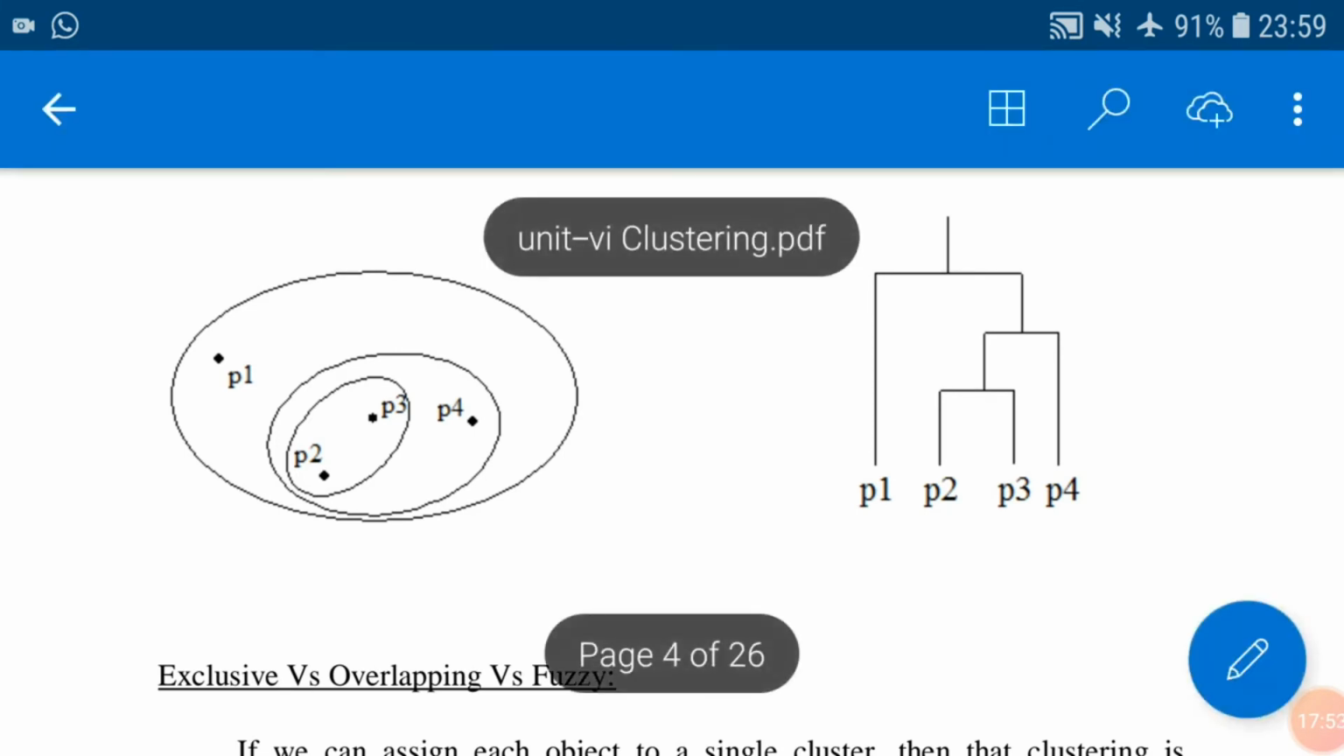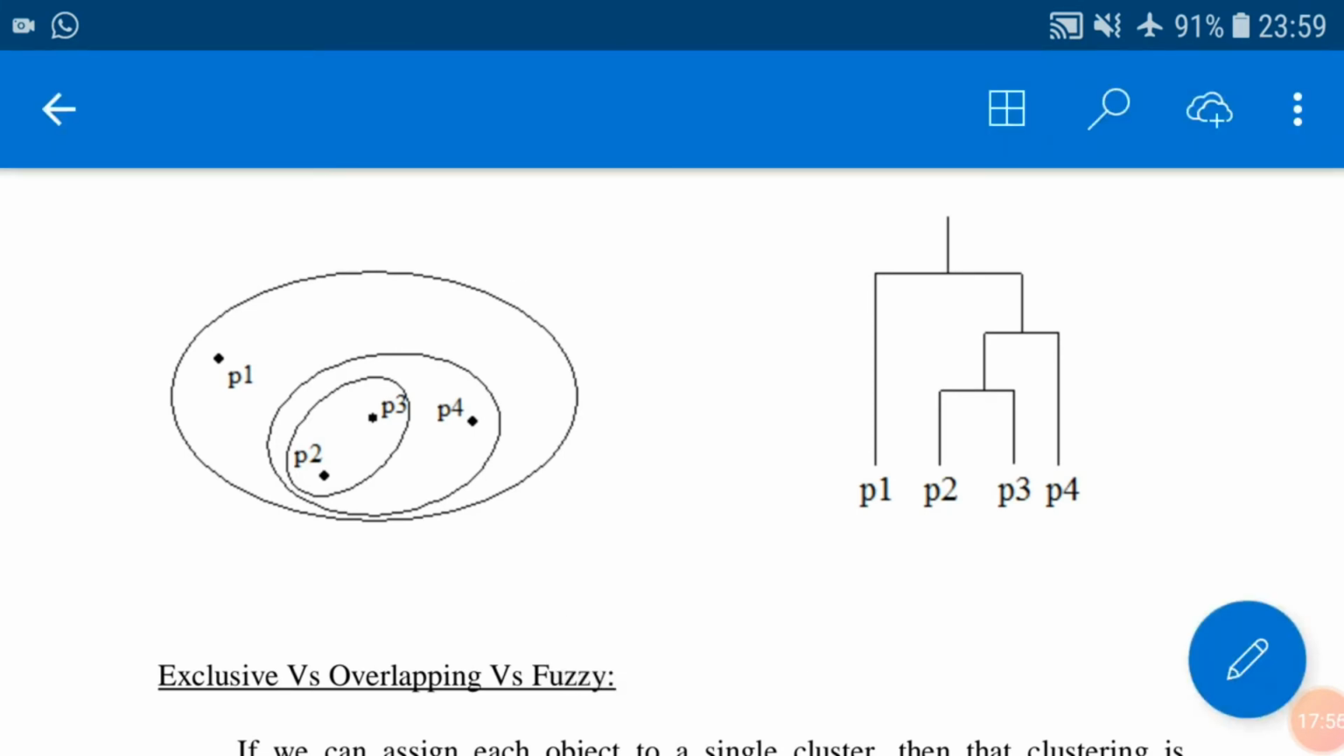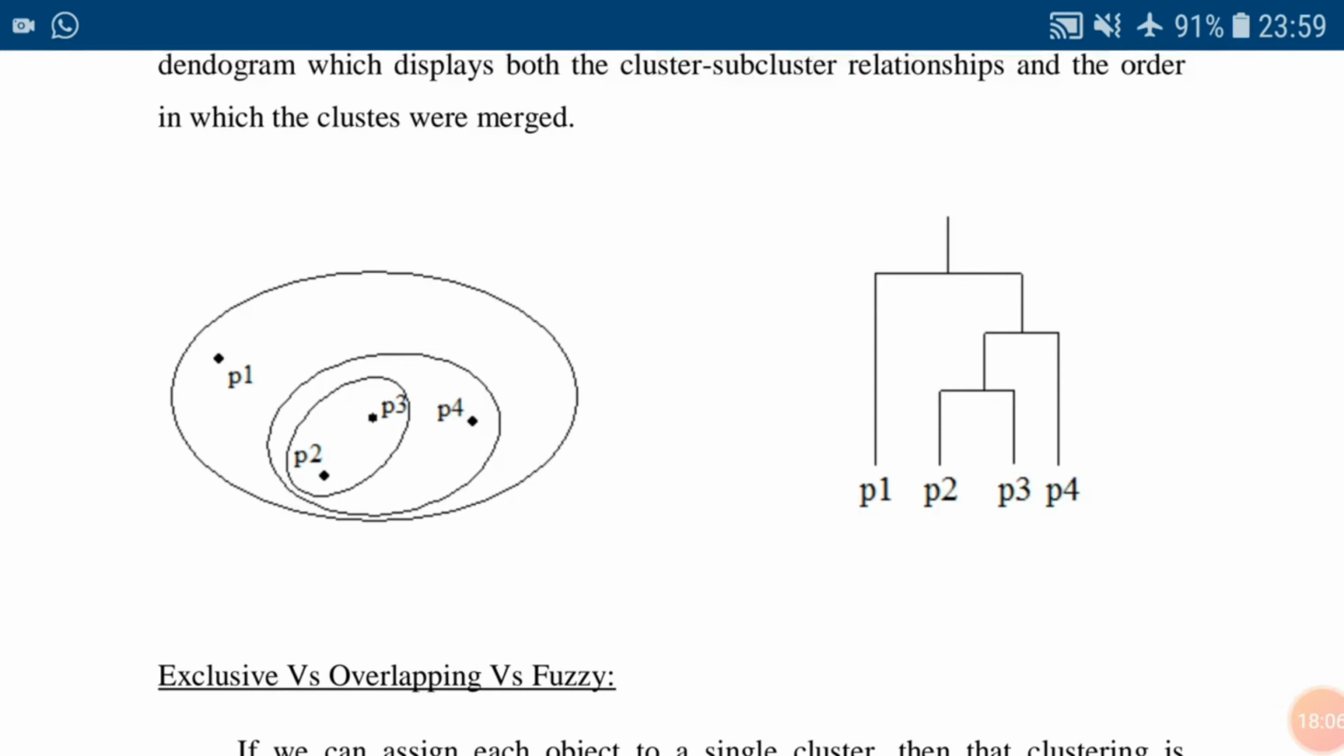Next, P4 can be combined with P2 and P3. Completely, this is one cluster. In turn, this is combined with P1. So again, completely this is one cluster, and in turn this is combined as one cluster.